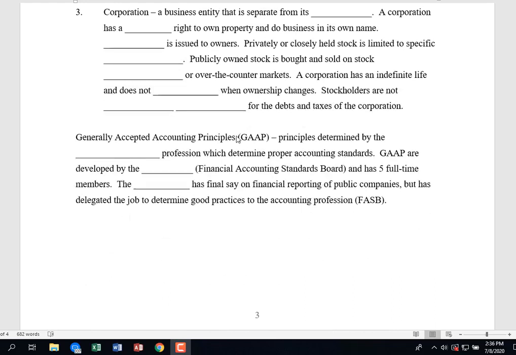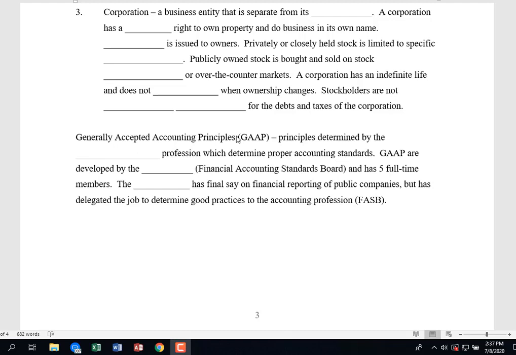Generally accepted accounting principles, which we call GAAP. These are just principles or rules that are determined by the accounting profession, which determine proper accounting standards. GAAP are developed by the FASB, which stands for Financial Accounting Standards Board. It has 5 full-time members, and these 5 members develop the rules that we're all going to play by when it comes to accounting. Most accounting principles are not laws, but they're just rules that we all play by.